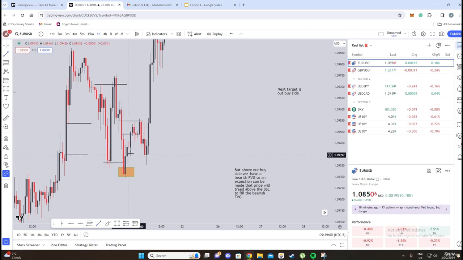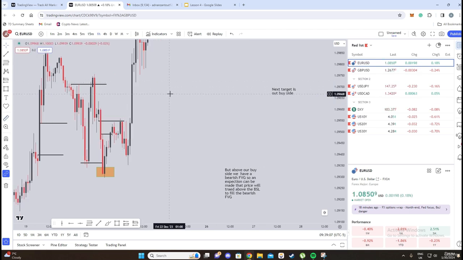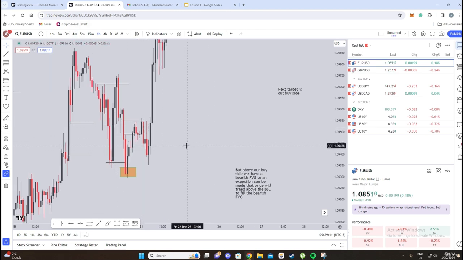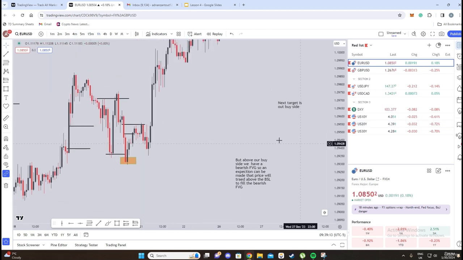Price took out the liquidity, went up to fill the gap, then had a bit of downward pressure because it is a bearish inefficiency at the end of the day. So you can expect price to retrace, but don't forget that our bias is bullish. So our main goal is seeing price going higher. All of this is just like background noise. It's just happening in the background before price can actually show us its real hand, what it's really gonna do.